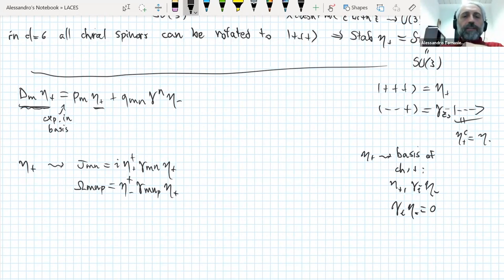Remember, here there are two gamma matrices, so they don't change chirality. It makes sense to take the bilinear with theta plus itself on the other side, but here there are three, so it makes sense to take the bilinear with theta minus. Remember, we can keep this in mind as a kind of easy example in flat space.